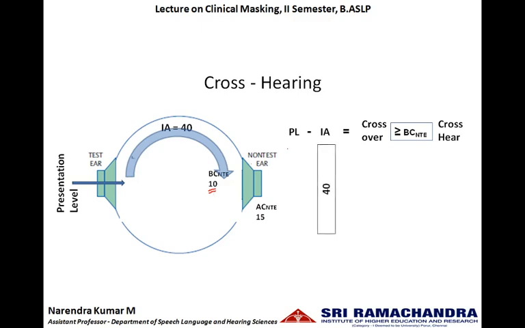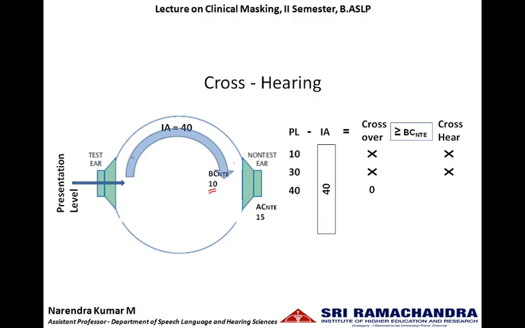Now IA is going to be common because we are going to deliver sounds only through supra-aural headphones. And the presentation level is going to be 10 decibels at the test ear. As it is less than the internal attenuation, there will be no crossover, hence no cross hearing. When we increase the intensity to 30 dB in the test ear, still it is less than the internal attenuation, hence no crossover and no cross hearing. When we increase it to 40 decibels, it is equal to IA. So there will be 0 dB of crossover.